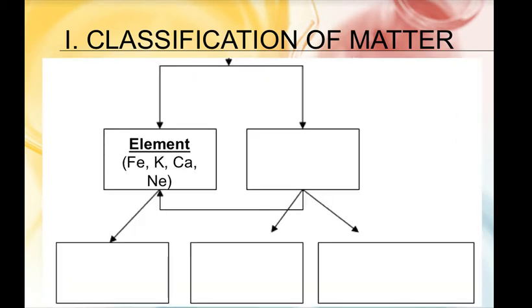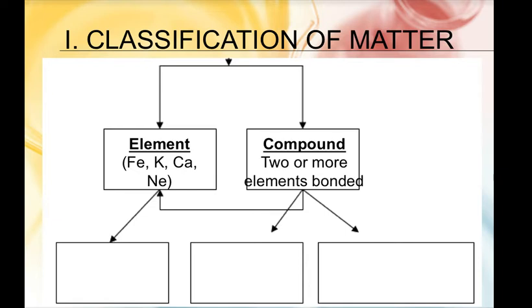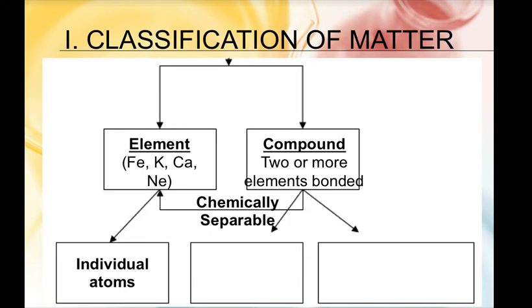Next would be breaking down substances. Substances can be broken down into two categories also. Elements, which you know all the symbols of the elements are on your periodic table. And the other subcategory of substances would be compounds. In order to make a compound, you have to chemically combine two or more different elements. Compounds can be chemically decomposed or separated into elements. Elements cannot be decomposed chemically. Elements can be individual atoms.